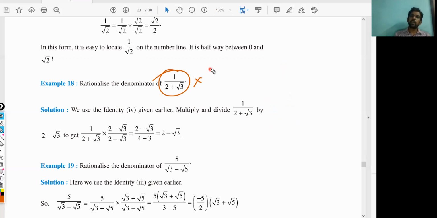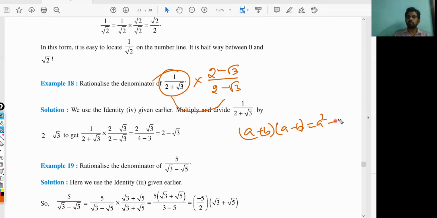So I'll multiply and divide by its conjugate. I'll be multiplying by 2 minus root 3 divided by 2 minus root 3. So what happens if I'm multiplying by 2 minus root 3? My denominator becomes a plus b into a minus b. Right? So that is why we are multiplying with its conjugate. If I'm having a number as a plus b, I'll multiply with a minus b such that it becomes a squared minus b squared. So I'm squaring the a term as well as squaring the b term. So when I'm squaring an irrational number, it becomes rational. Fine.